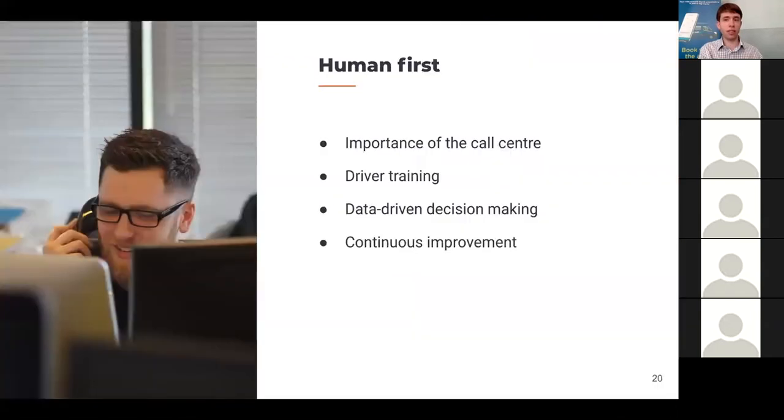So what about the human aspect? Well, the call centre is really important to start with. The app's great, and it'll always offer the best user experience, being able to track the bus and see when it's going to arrive. But it doesn't mean the experience doesn't have to be excellent when someone chooses not to use it. A lot of our customers don't use it because they don't have the technology or don't understand it, and that's fine.